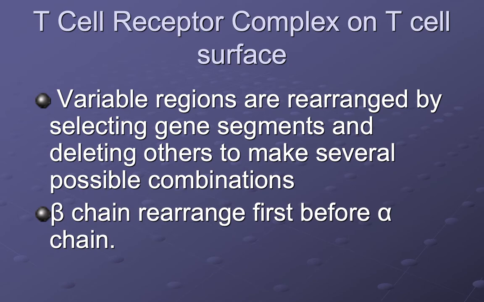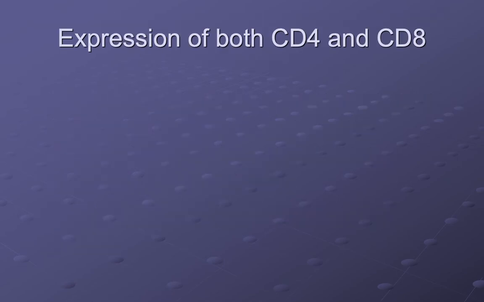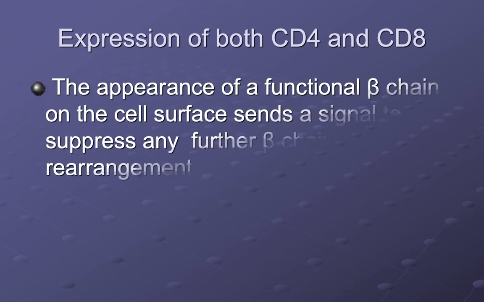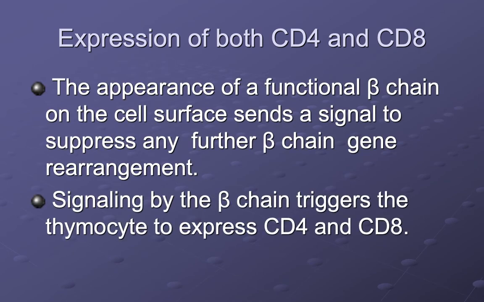In terms of the order of chain rearrangement, the beta chain rearranges first before the alpha chain. So that's something you have to remember. So there's a sequence in terms of chain rearrangement. Along with the expression of the TCR chains, we have, of course, the production and the mounting of our cell surface molecules, our CD4 and our CD8, on the surface of our maturing thymocyte, of our maturing T cell.